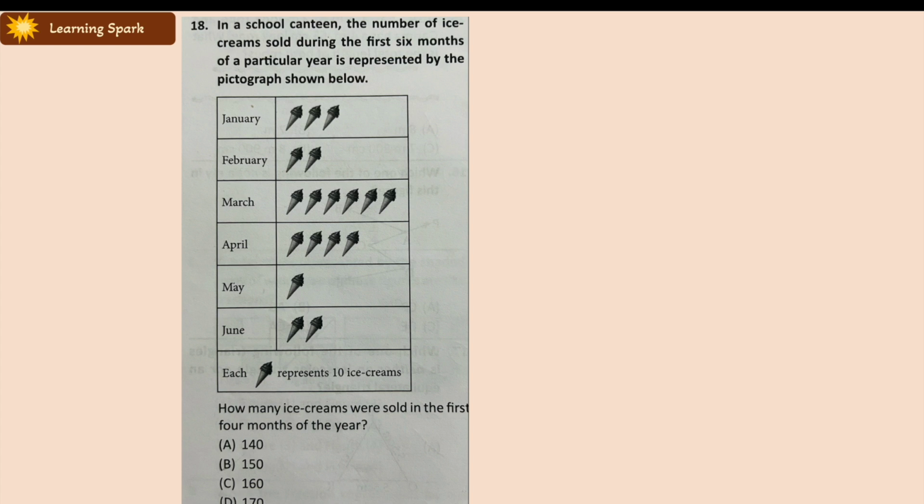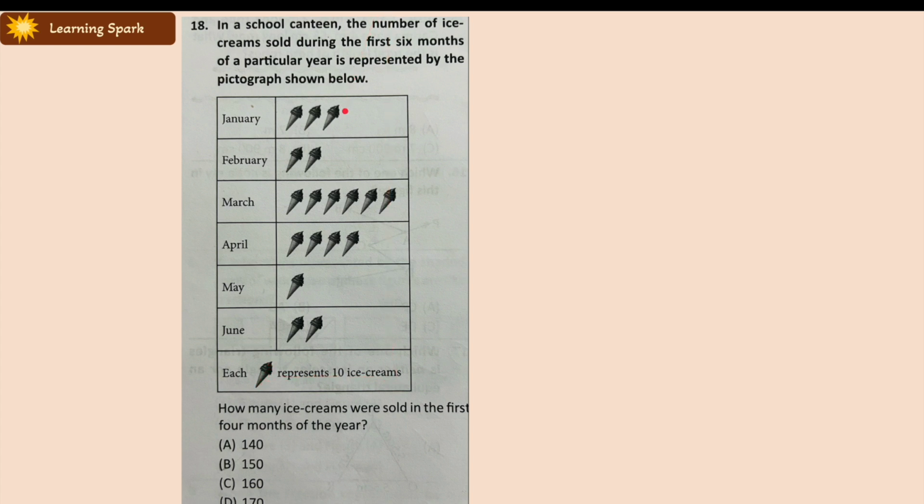Question number 18 is on your screen now. All right, we will solve this together now. So the question, let's go to the question first. How many ice creams were sold in the first 4 months of the year? Okay. So first 4 months, this is January, February, March, April. So let's first count how many ice cream icons are there in each of these months, right? Before that, you need to know that each of these ice cream icons actually represents 10 ice creams.